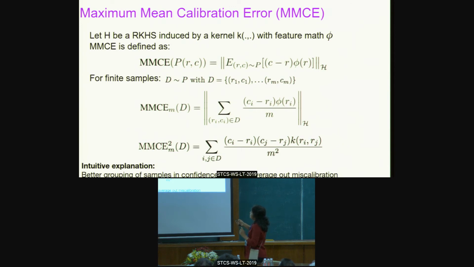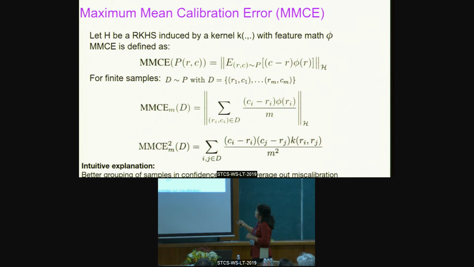Then we define a calibration error, which we call maximum mean calibration error, MMCE, as equal to the norm of the expected value of C minus R scaled by this feature embedding. Normally when people talk about mean kernel embeddings, they calculate the feature embedding and just take the mean over the sample. But for our problem of calibration, we scale it by C minus R. Now if you convert this into a sample estimate over multiple examples in your test data, this is the corresponding finite sample estimate.